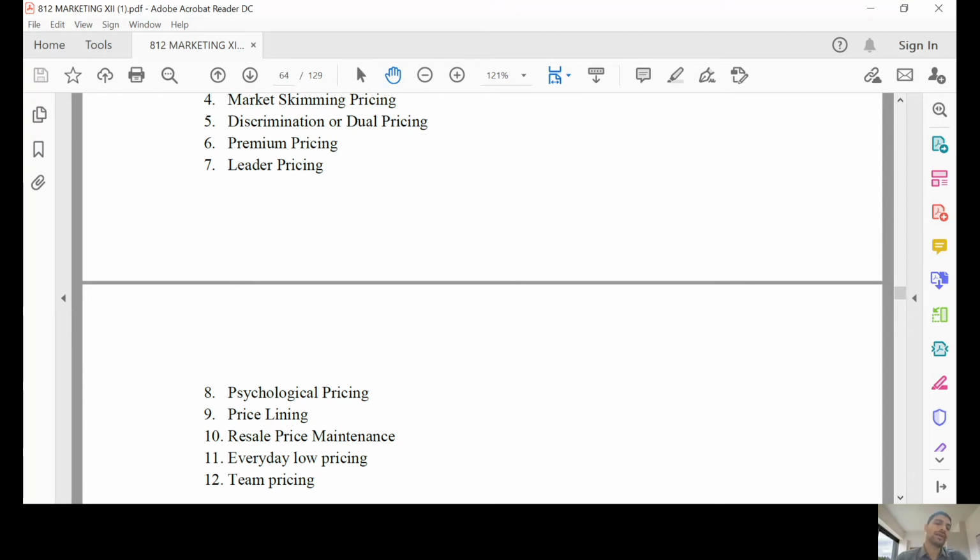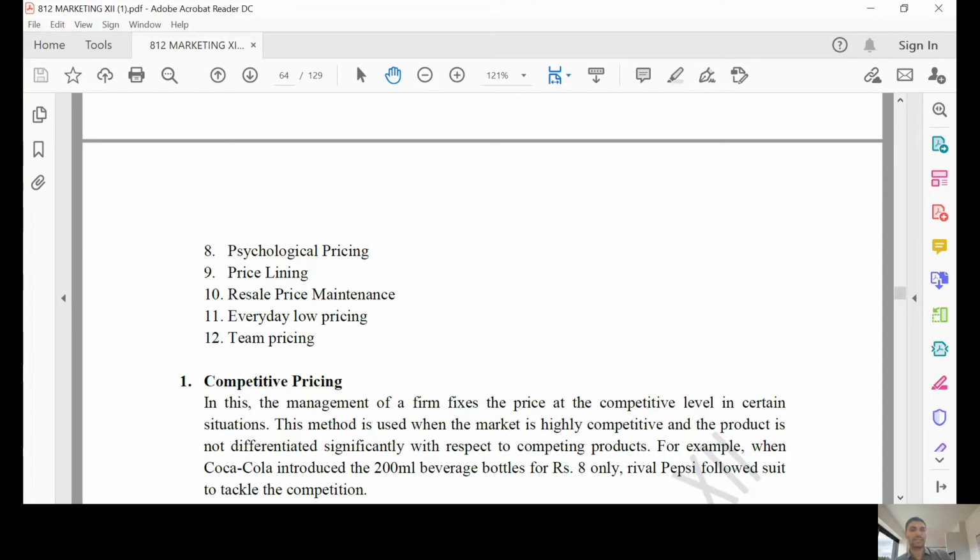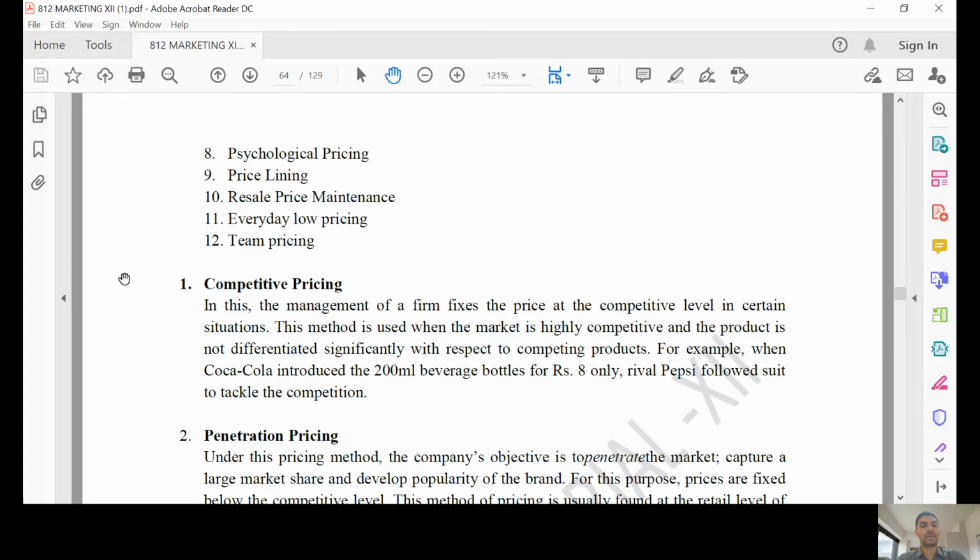That is what is meant by loss leader pricing. And the product which is sold at a loss is called a loss leader product. Loss leader. Then psychological pricing, where the pricing is fixed according to the psychology of the customer. We'll discuss all these things one by one.